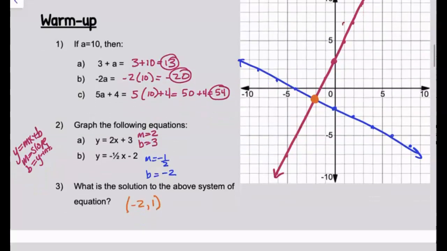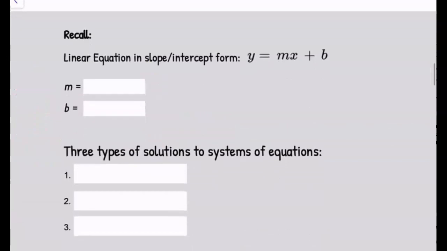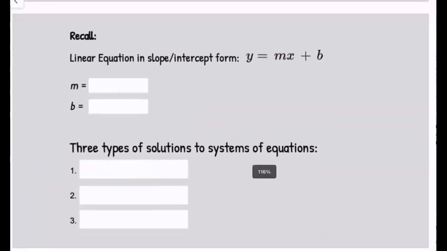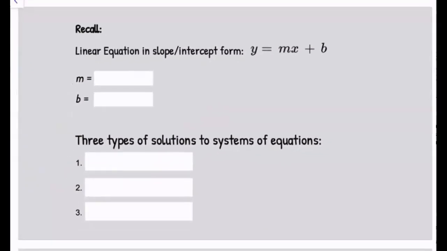All right. So we are going to just reinforce the same thing I've been reinforcing all semester, which is our m in our y equals mx plus b is our slope, and our b is our y-intercept.